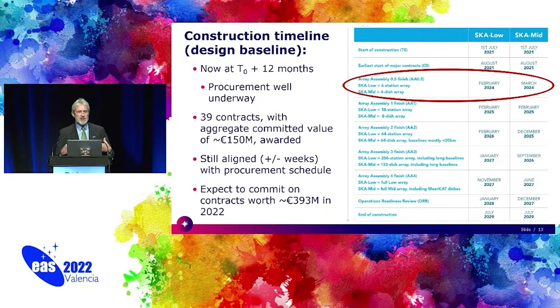And at this point, we have 39 of the major contracts committed, total aggregate value of 150 million euros. And as I say, we're still aligned with the procurement schedule. Everything is still moving on track. So far, so good. We expect within the rest of this year to have committed up to 400 million. And so that is all progressing very nicely. And you can see what that will lead to if we continue apace in these various stages of greater numbers of dishes and stations for both low and mid facilities. And it's about when we reach that AA3 phase, that's sort of in the middle of the plot here, where we get to the point of having exceeded the current performance by a major degree over what's in place now.